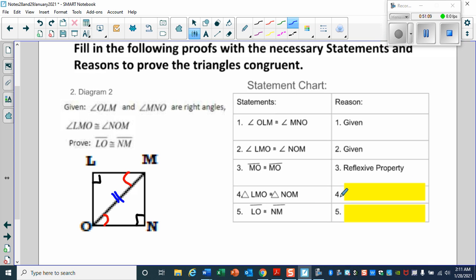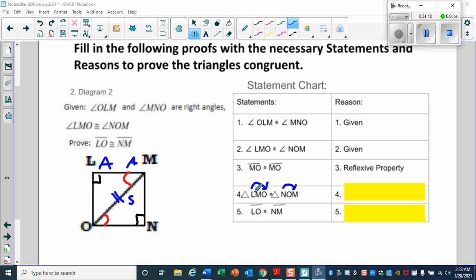So therefore, since you have an angle, and side, let me know which triangle relationship or congruency will we use here. And then again, since these triangles are now congruent, L to O, N to M, those sides are also congruent.